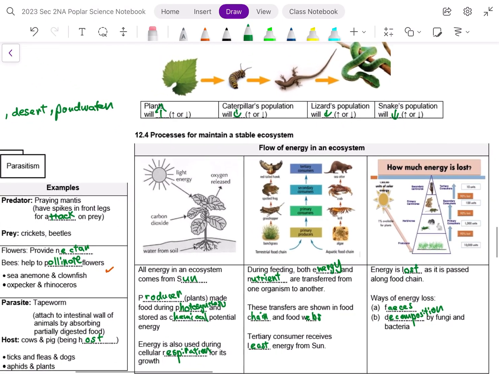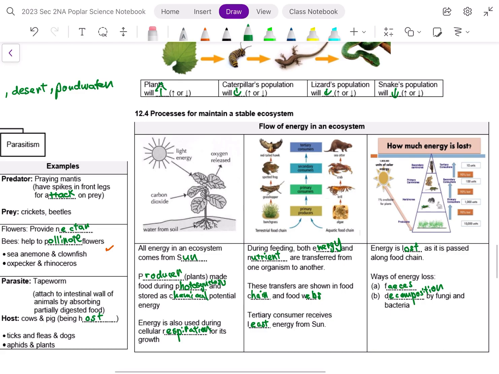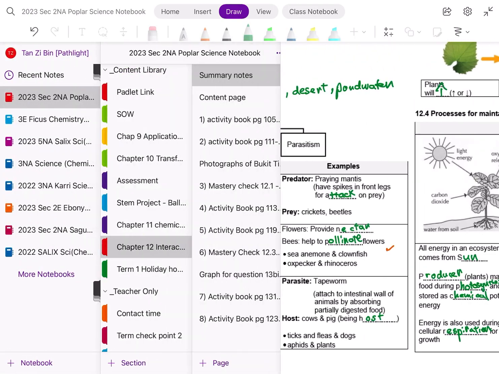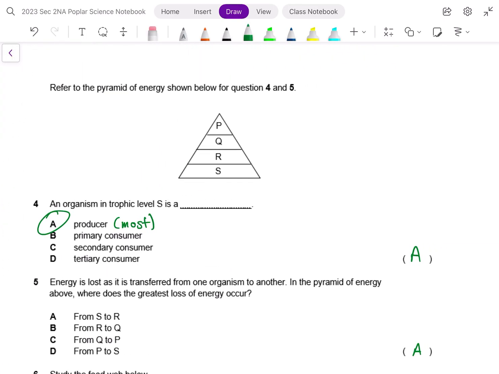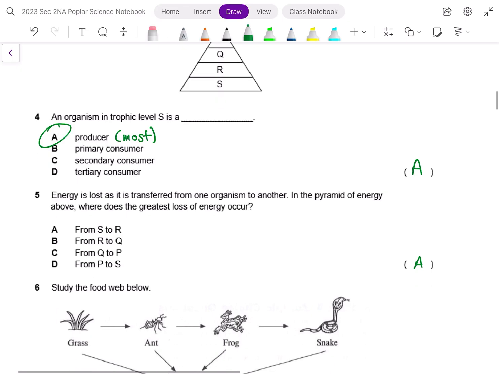Okay. So primary consumers. Okay, so all the energy in the ecosystems comes from the sun. Then energy is lost as it's transferred from one organism to another. So in the pyramid of energy above, where does the greatest loss of energy actually occur? Okay, that's the first stage.